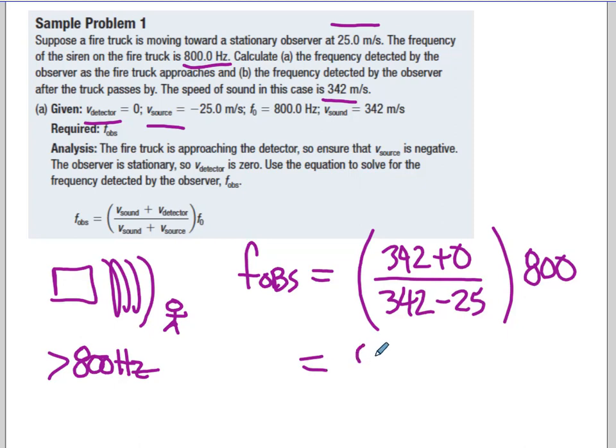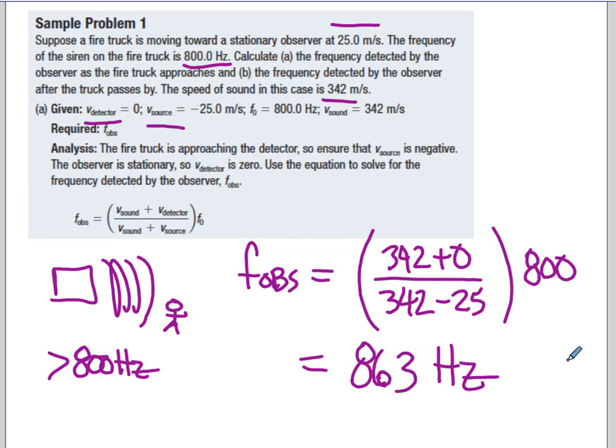I should get 863, whoops, that's a really bad 63 hertz. Okay, and that makes sense. So let me just fix that. That's a really bad 3. Okay, now I'm not going to do the second part.